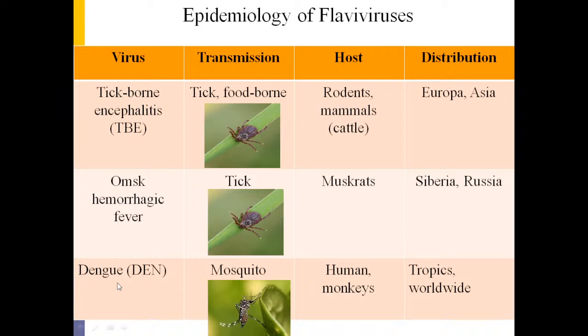And dengue fever is transmitted by biting of mosquitoes from human and monkeys. It's widespread in tropic countries and in any country where Aedes aegypti, a special species of mosquitoes, are present.